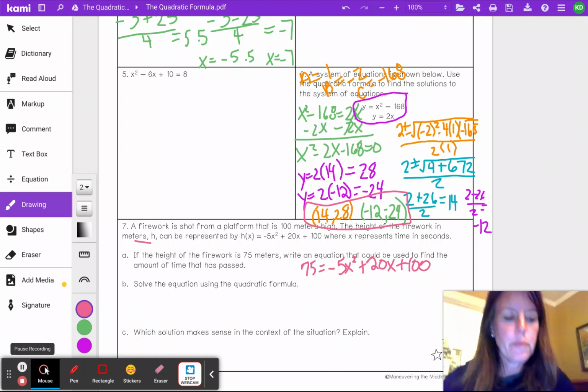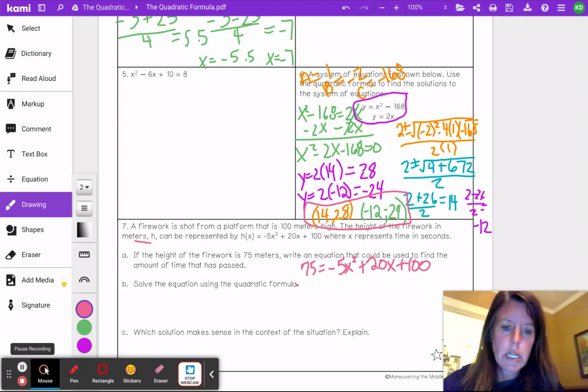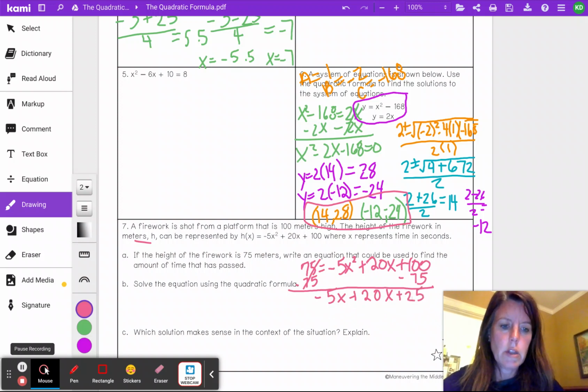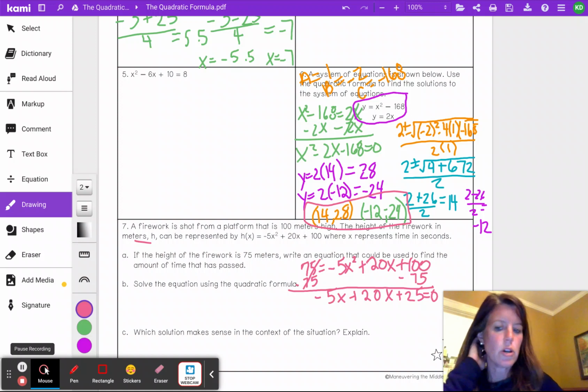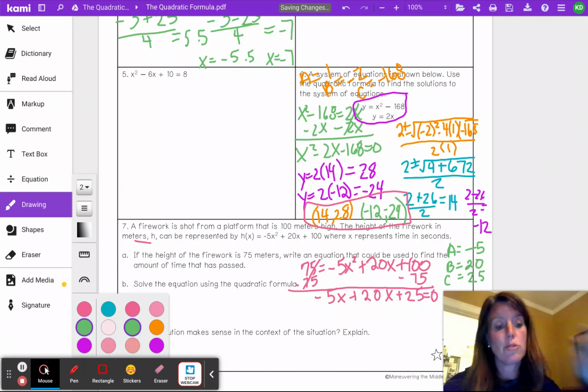Okay, so let's go ahead and put it in standard form. So I'm going to subtract 75 on both sides. And then I have negative 5x squared plus 20x plus 25. And that equals 0. Okay, so off to the side, let's go ahead and determine what our a, b, and c values are. A equals negative 5. B is 20. C is 25.